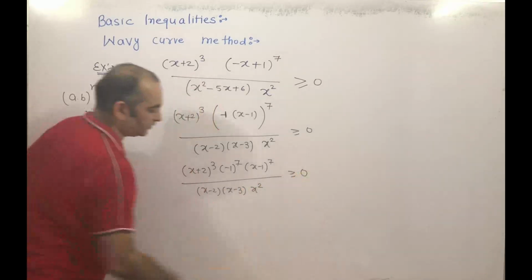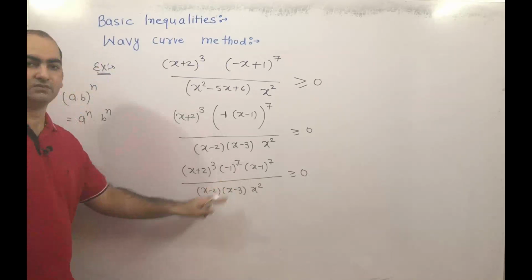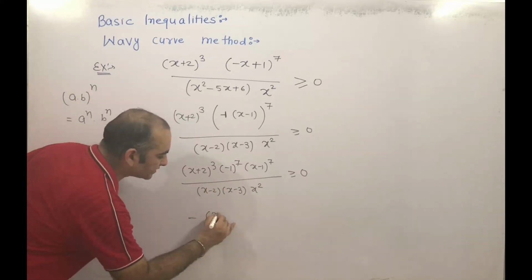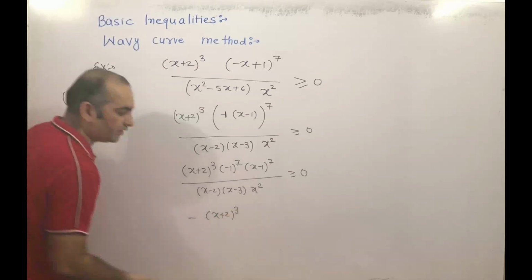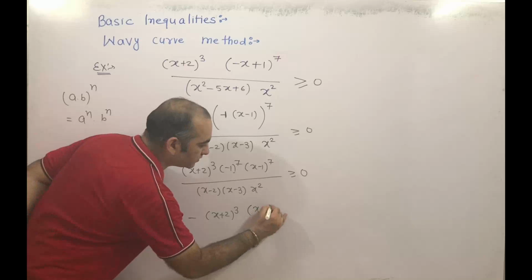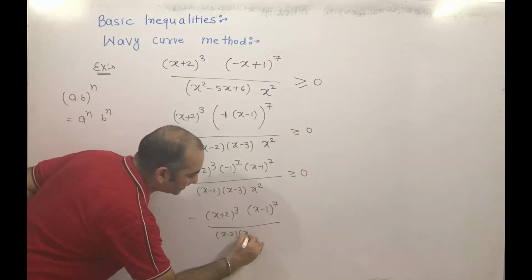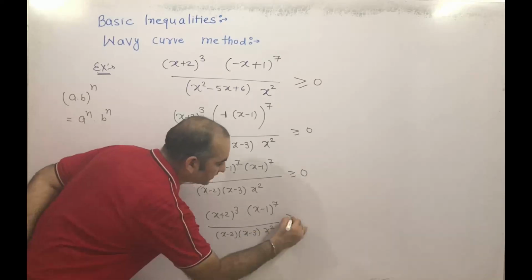So (-1)^7 is what? Minus 1. So here what will come: minus of (x+2)^3, minus 1 power 7 we are writing here only, minus will come into (x-1)^7 divided by (x-2)(x-3) x² is greater than or equal to 0.